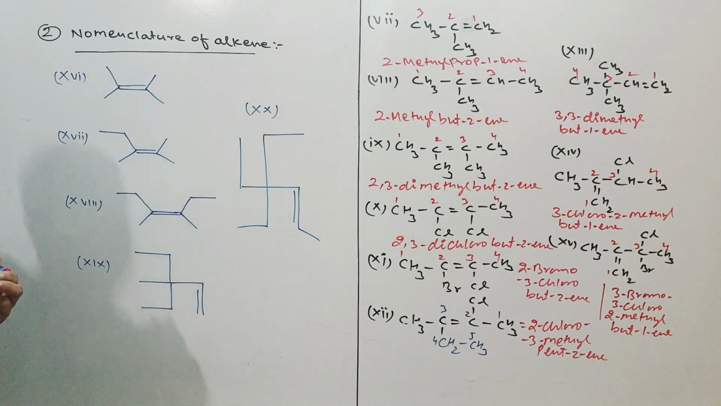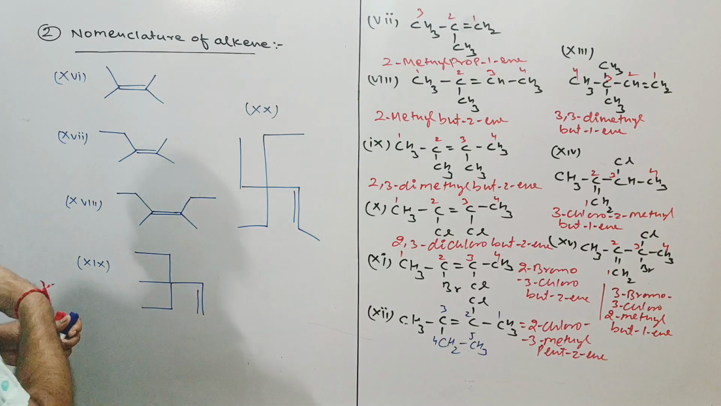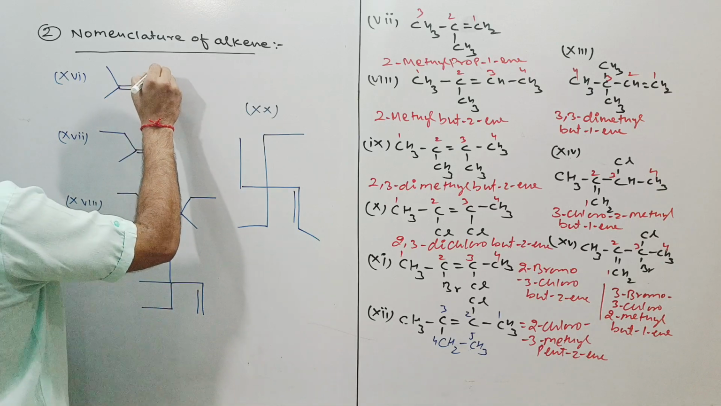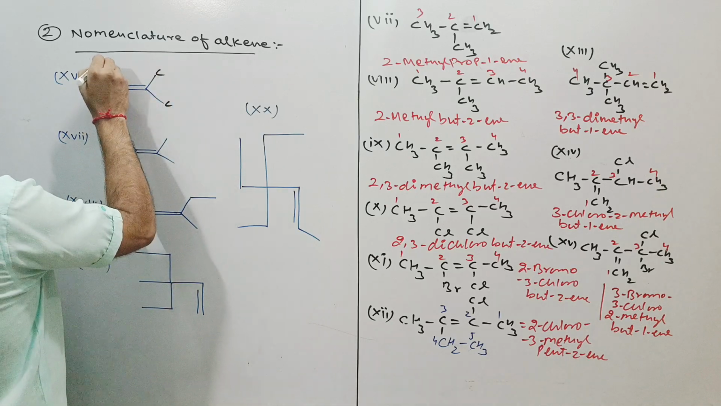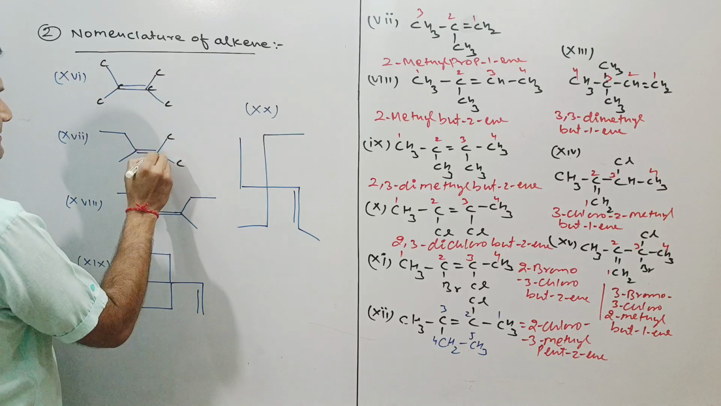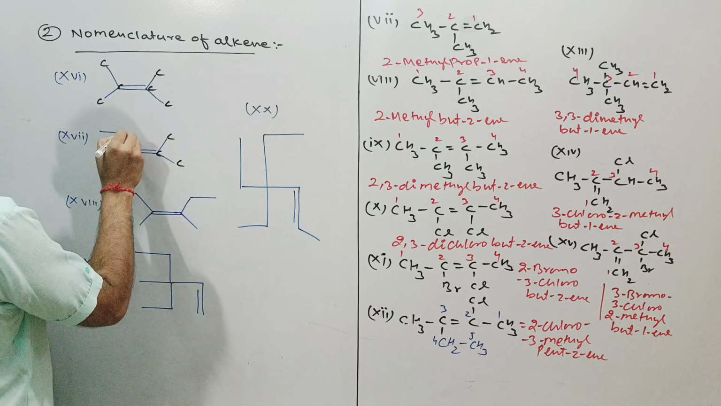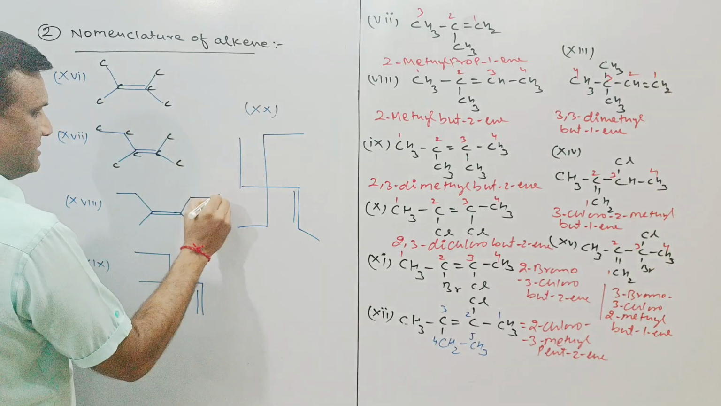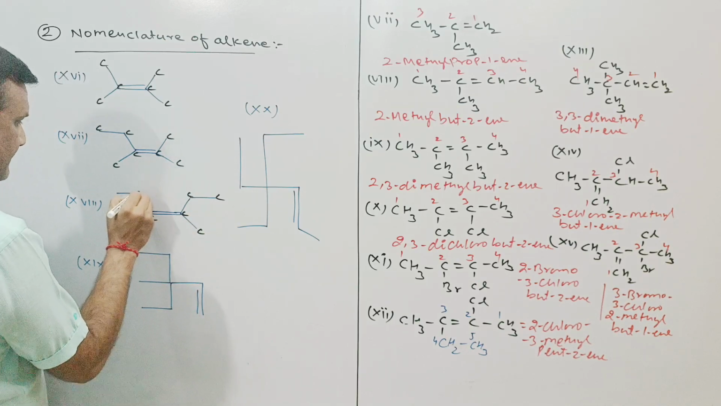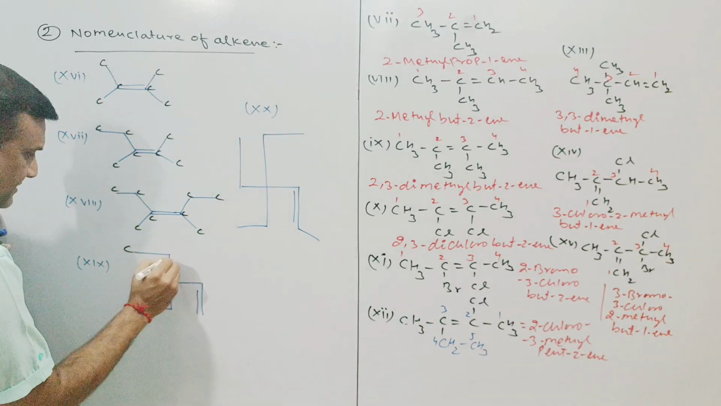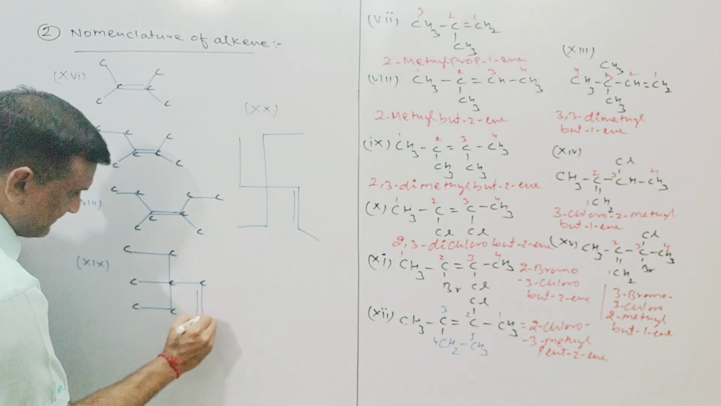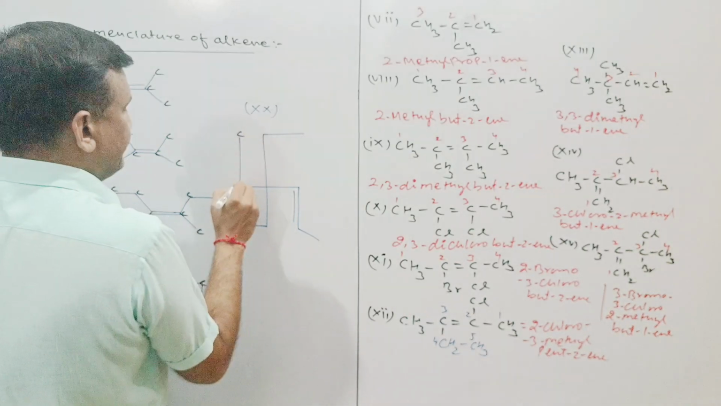So if we go with the nomenclature of such a compound, then first of all we will assume a carbon over each and every angle. This is the carbon. This is the carbon. If we go with this, then carbon. This is the carbon. Here is the carbon. Here is the carbon. Here is the carbon. Here is the carbon. Here is the carbon again.